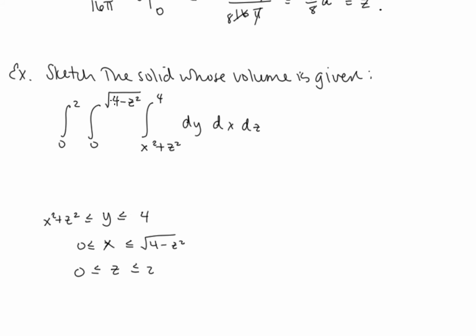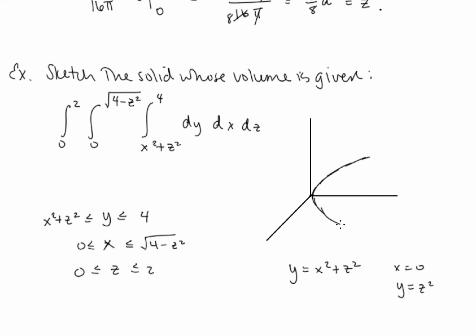So how can we sketch this solid? Let's start by setting up our axes. Now y equals x squared plus z squared. That's going to be a sideways facing paraboloid, but let's take a look at the traces if we need to. If x equals 0, we get y equals z squared. So this is a parabola in the yz plane. Right, this is y, this is z.